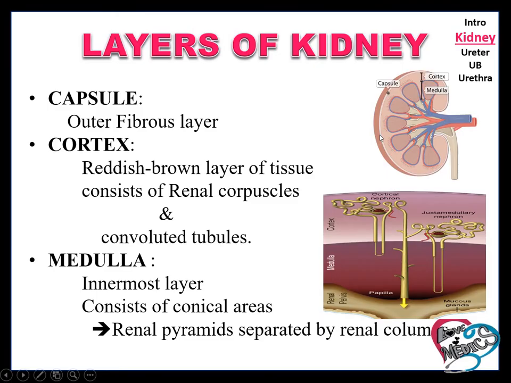Now, what is the kidney made up of? This is the outer layer, that is the capsule. This is the cortex and below the cortex is the medulla. The renal corpuscle and convoluted tubules are present in the cortex, and the loop of Henle and collecting ducts open in the medulla.